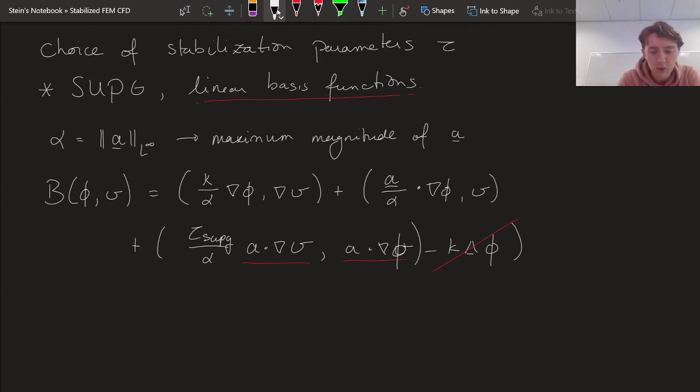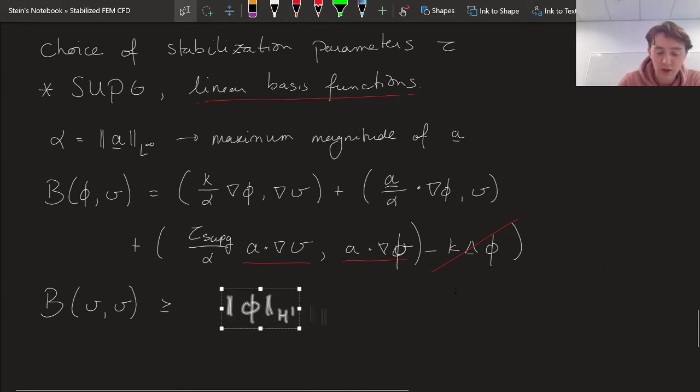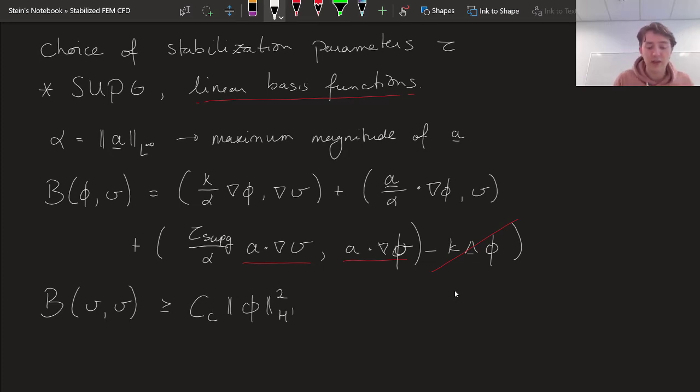So let's try and see what happens if we substitute the same function in both slots of our bilinear form. So that's what we would want to do if we want to prove a coercivity property. So then we have b of v comma v. And what we want to prove is that this is going to be larger than or equal to the norm of phi in H1 times a constant, which we call our coercivity constant, C, and that one's squared. So we want to prove that that is true.